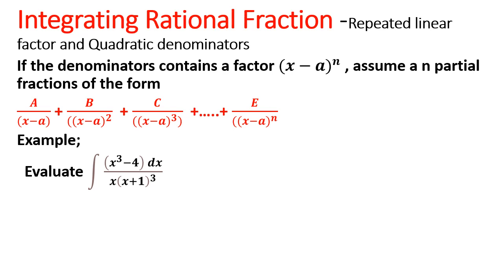Rational fraction. If the denominator contains a factor (x - a)^n, assume partial fractions of the form A over (x - a) plus B over (x - a)^2 plus C over (x - a)^3, up to (x - a)^n. Example 1.